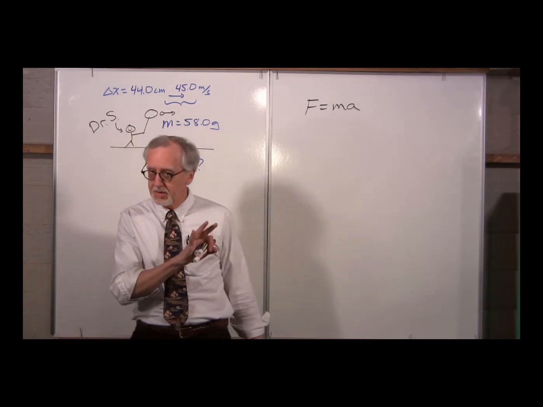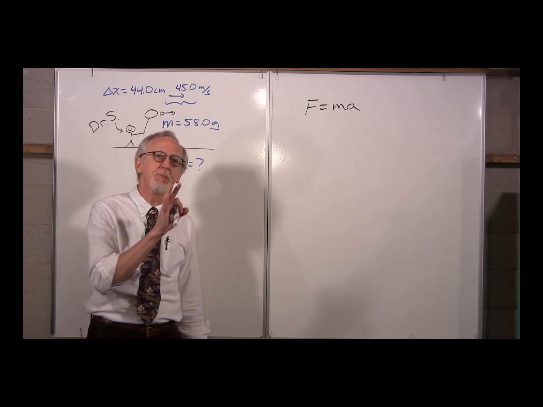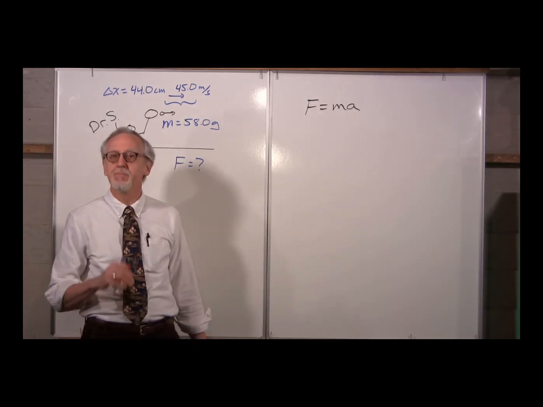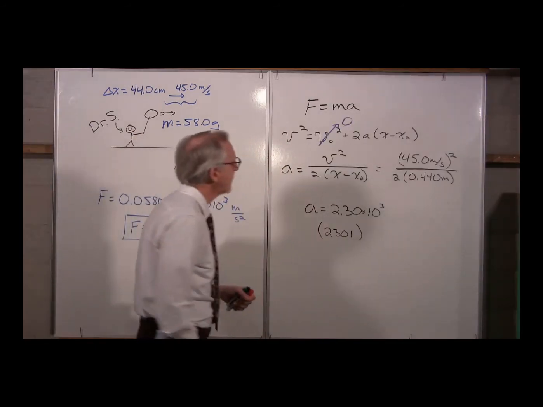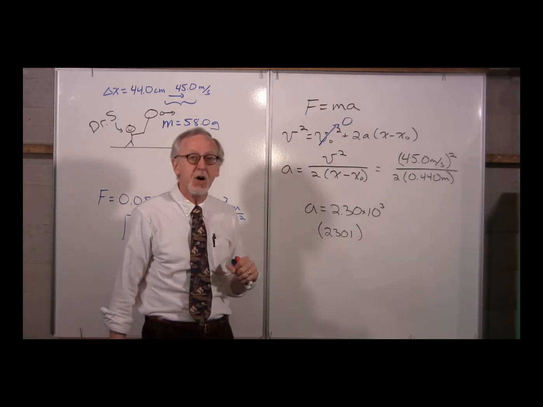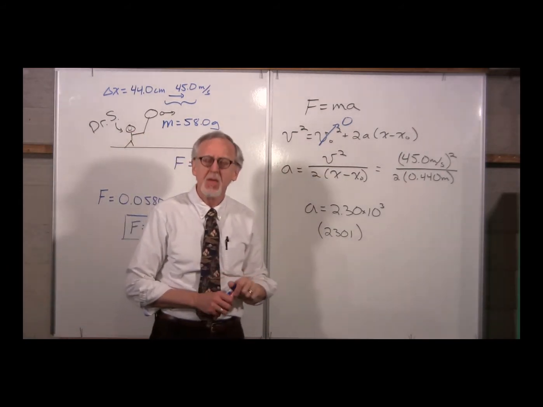Excellent. We've got a process that we're going to use. Let's do that. We're going to use the fourth equation to solve for the acceleration. Once we have the acceleration, we'll have the force. Let's do it. Here we have that fourth equation: v squared equals v naught squared plus 2a times (x minus x naught).